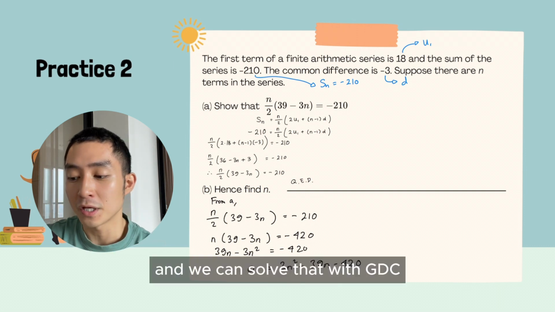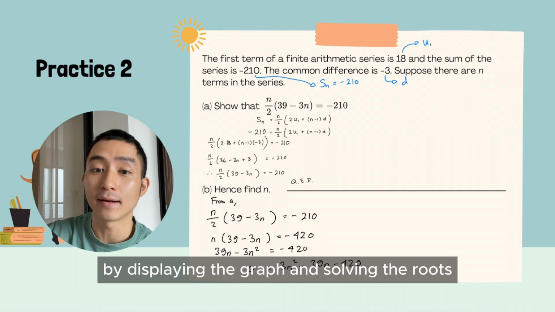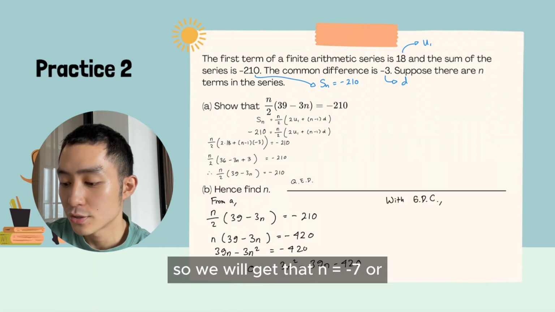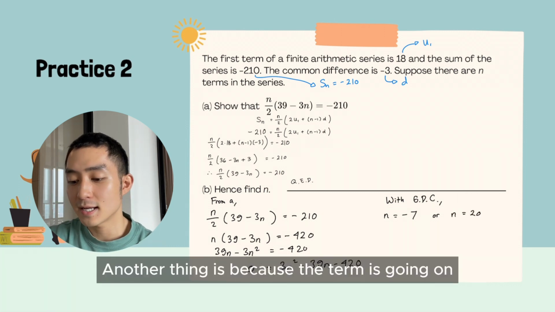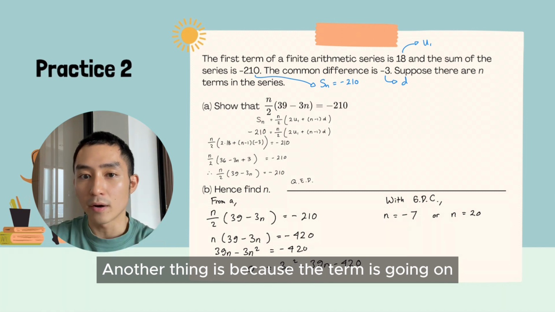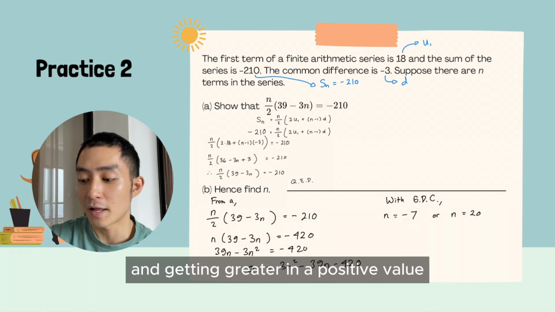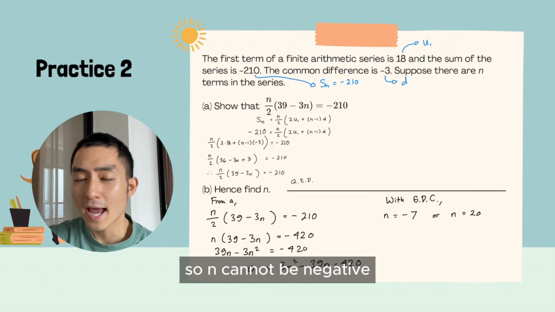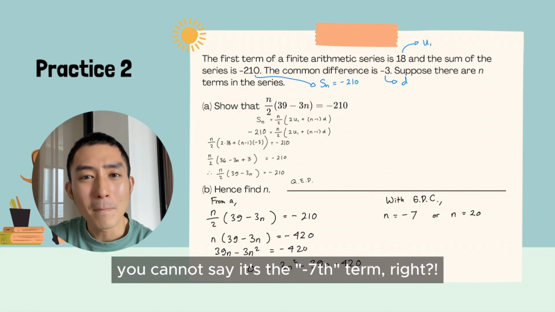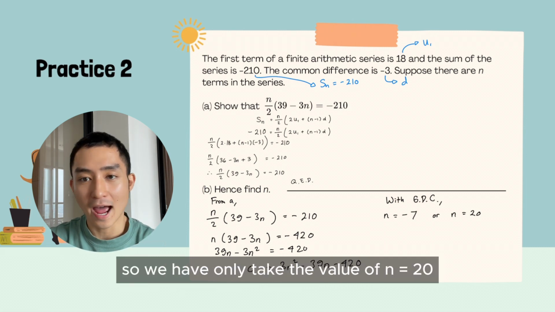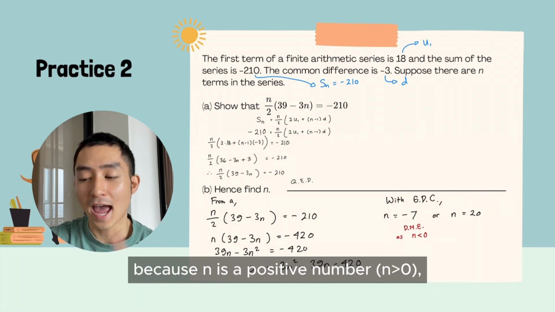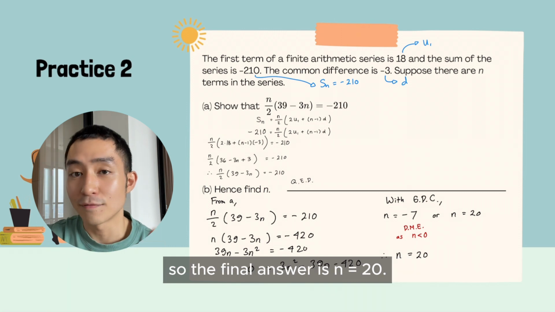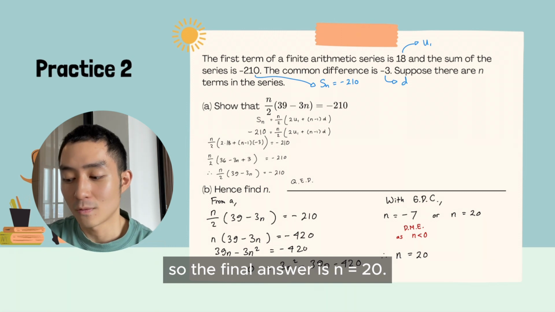And we can solve that with GDC by displaying the graph and solving the roots. So we will get that n is either minus 7 or n is 20. Now the thing is, because the terms are getting greater in a positive value, n cannot be negative. You cannot say it's the minus 7th term, right? So we only take the value of n equals 20 because n is a positive number. So the final answer is n equals 20.